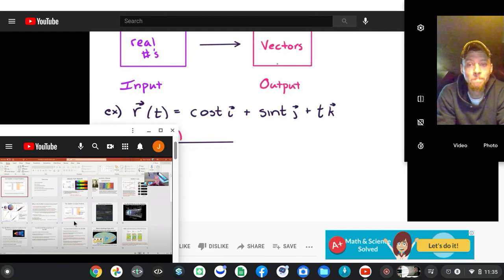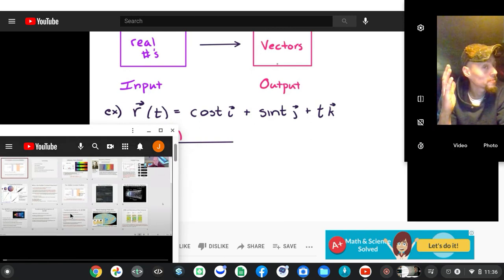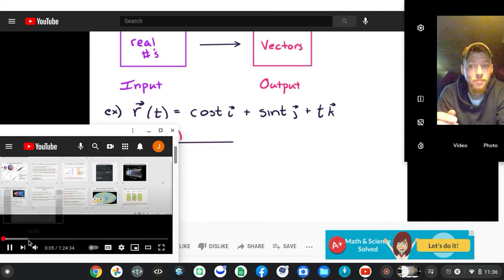R of t equals cosine t i plus sine t j plus t k. For the first item on our list, let's figure out the vector we get when t equals 0. So when t goes to 0, what comes out?